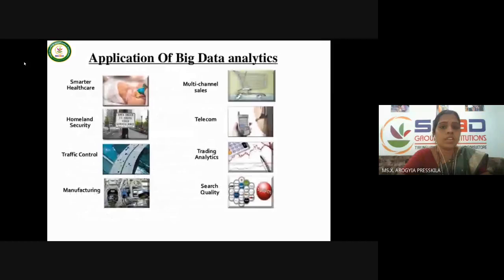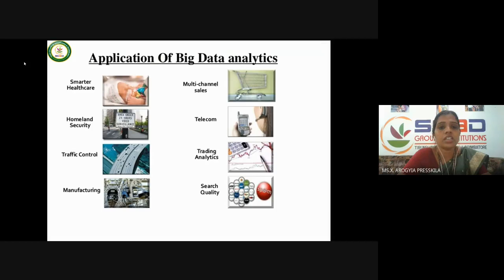So where can you apply big data analytics? In a smarter healthcare system, in security systems, in traffic control systems, manufacturing systems, multi-channel sales, telecommunication systems, trading analytics, and search quality. These are the application areas where you can apply big data analytics. You can analyze the data, and from this analysis you can predict.